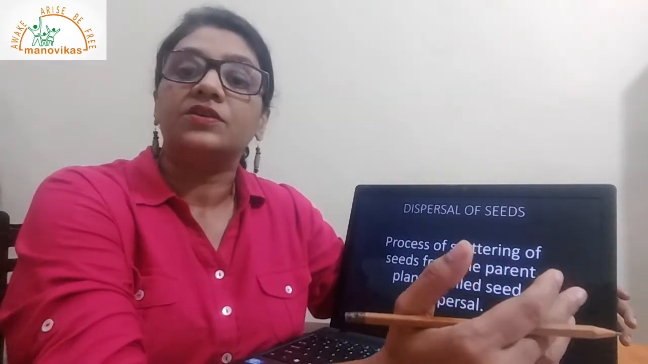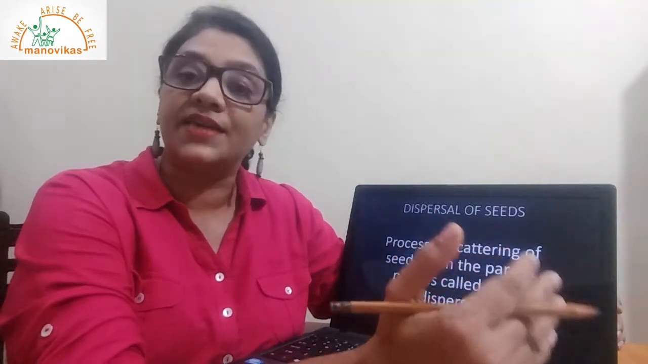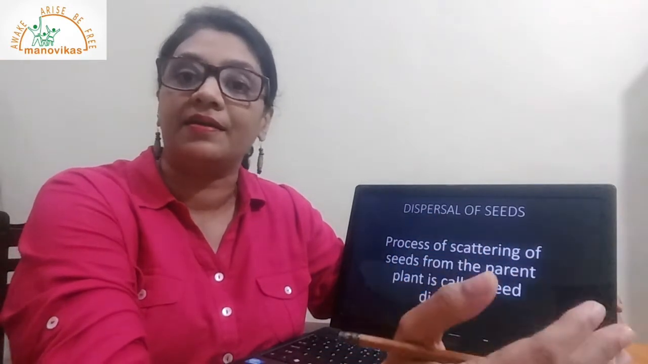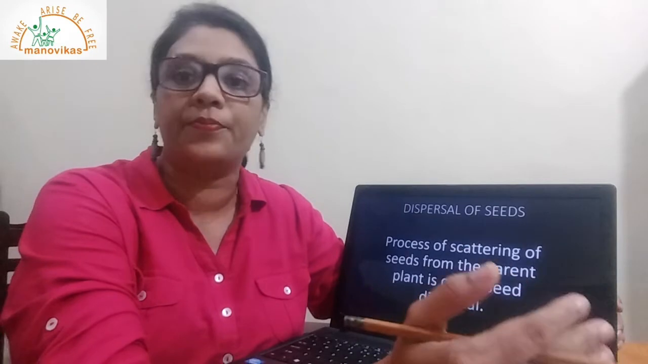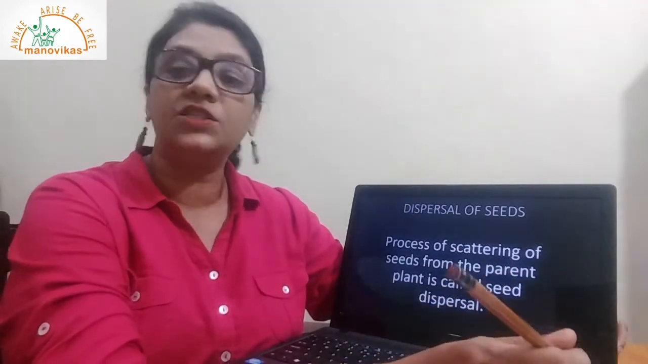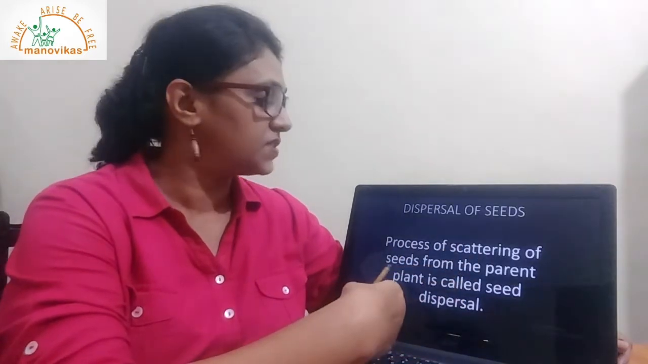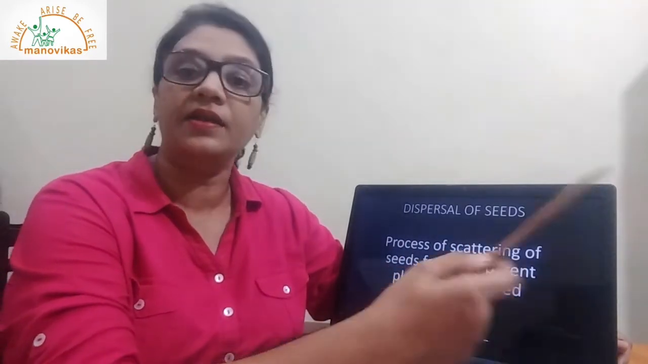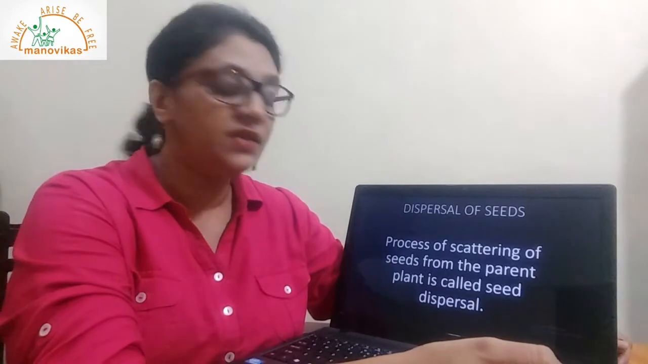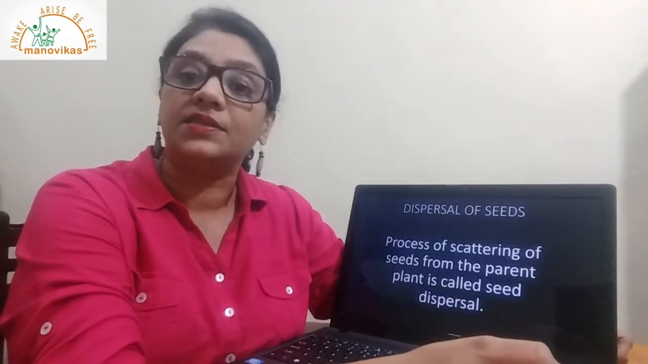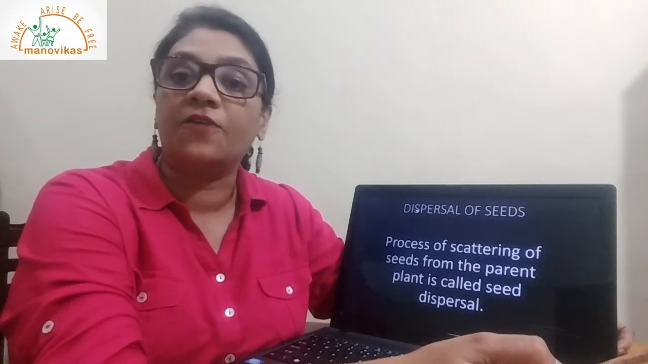That is why seeds have to be scattered over a wider area so that they grow properly. So what is dispersal of seeds? The process of scattering of seeds from the parent plant is called seed dispersal. Now let us see how scattering of seeds takes place.